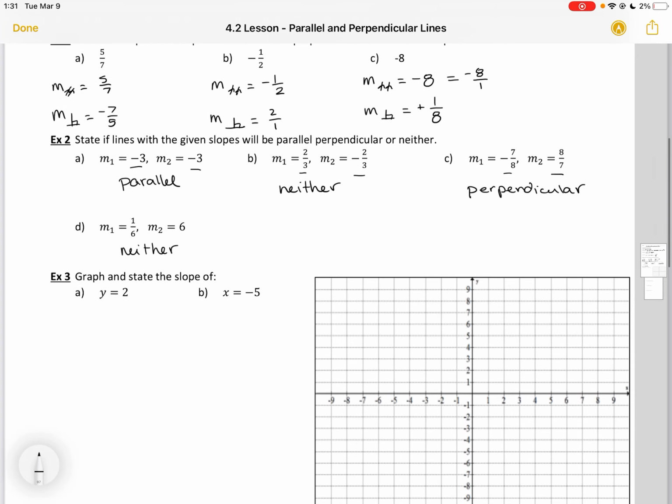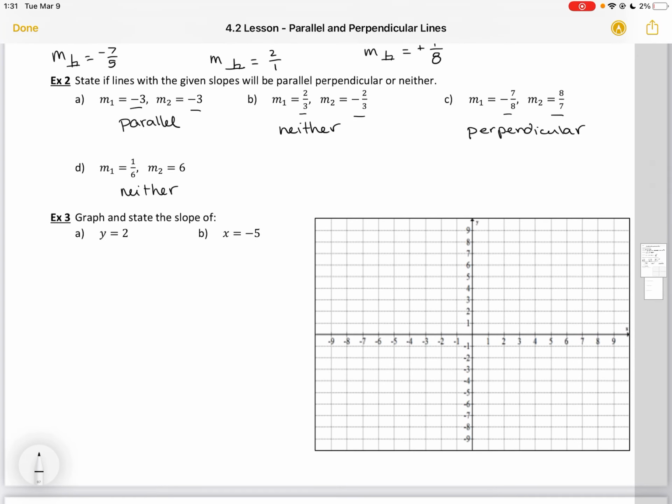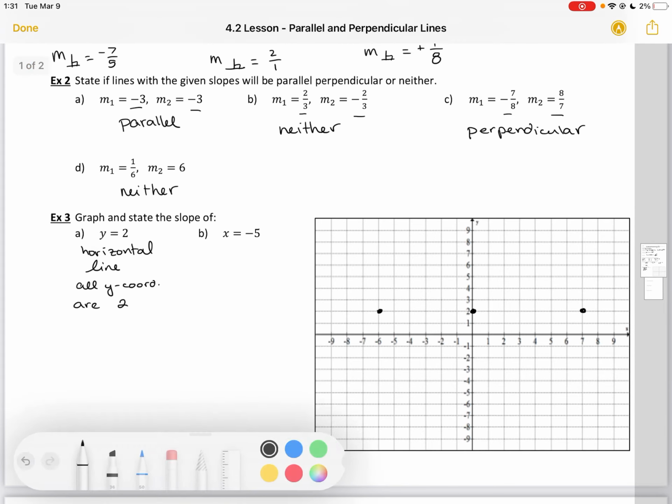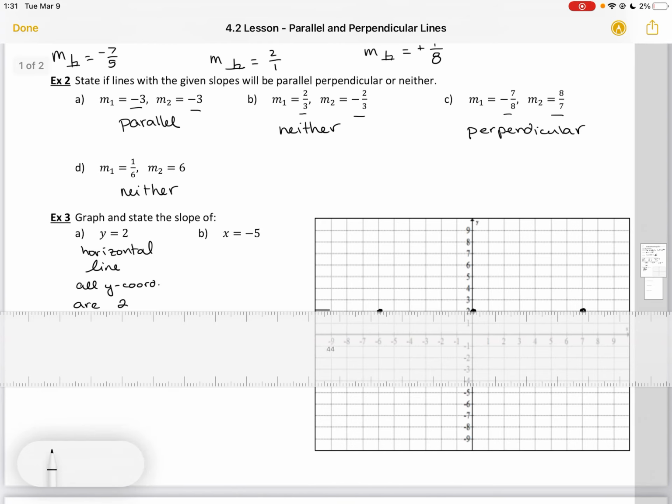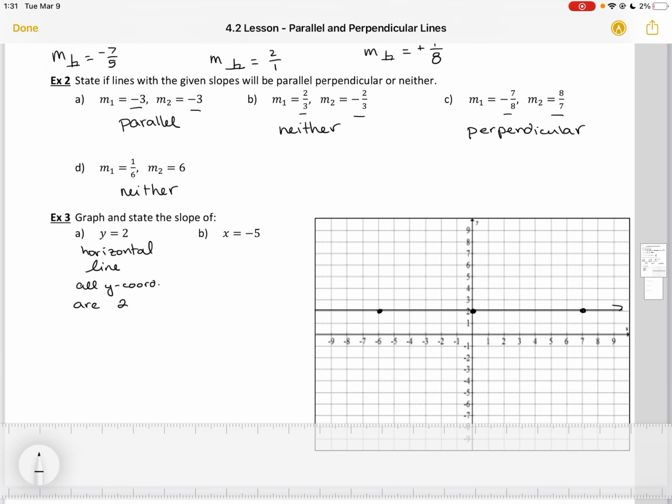Now example 3, we're going to do a little bit of graphing. I've got y equals 2. It starts with y equals, so I know that I have a horizontal line, and all y coordinates are 2. So I'm going to put 1 point here at y equals 2, and I'm going to put 2 other points that also have a y coordinate of 2. Then I'm going to draw a line right through those points. That is the line y equals 2.